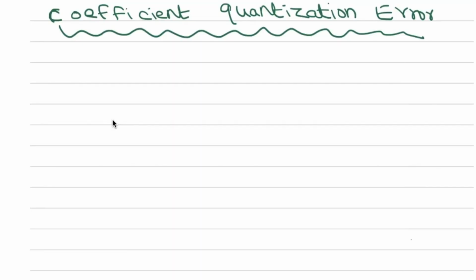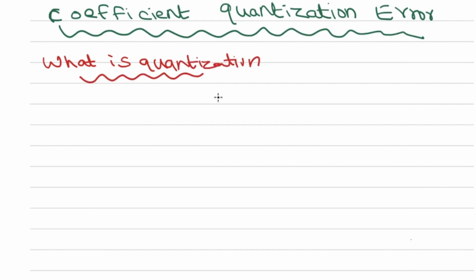Today we will see about coefficient quantization error. Today here we are having two concepts. One is quantization. First of all, let's see what is quantization. So quantization is nothing but a process of mapping continuous infinite value to a smaller set of discrete value.